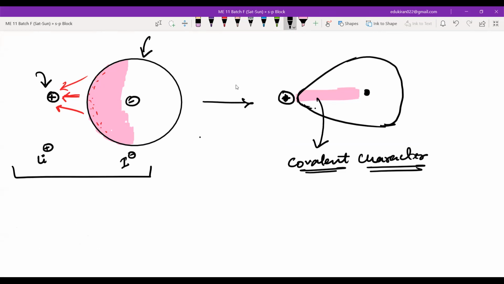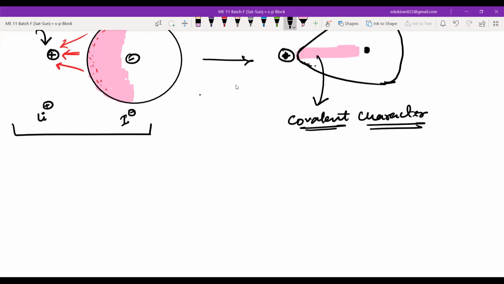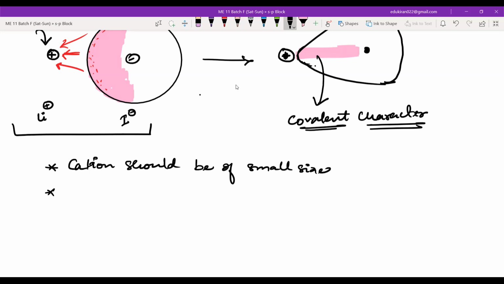So what do you need? You have two conditions that you need to satisfy if you are going to find covalent character in ionic compounds. First, cations should be of small size. Next, anions should be of large size.